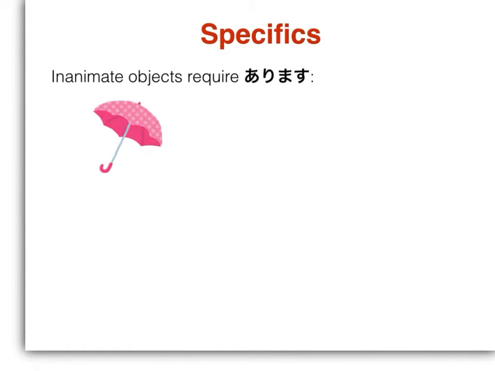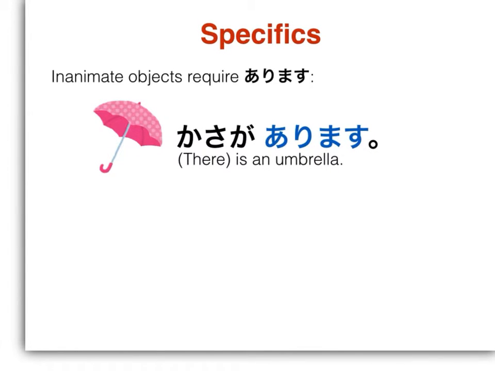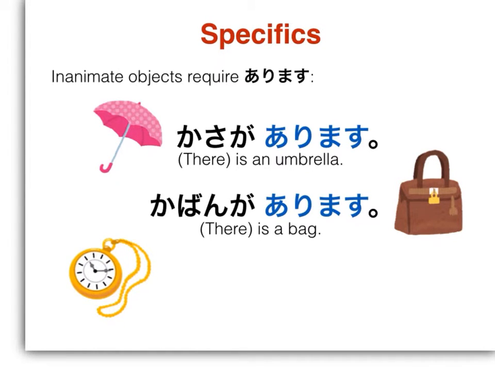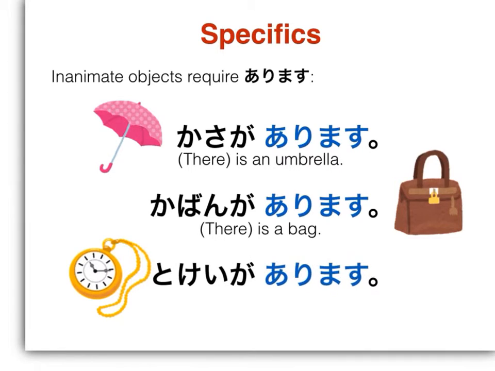Let's take a look then at arimasu in action. Arimasu, recall, is for inanimate objects. Kasa ga arimasu. There is an umbrella. Kaban ga arimasu. There is a bag. Tokei ga arimasu. 時計があります。There is a watch.